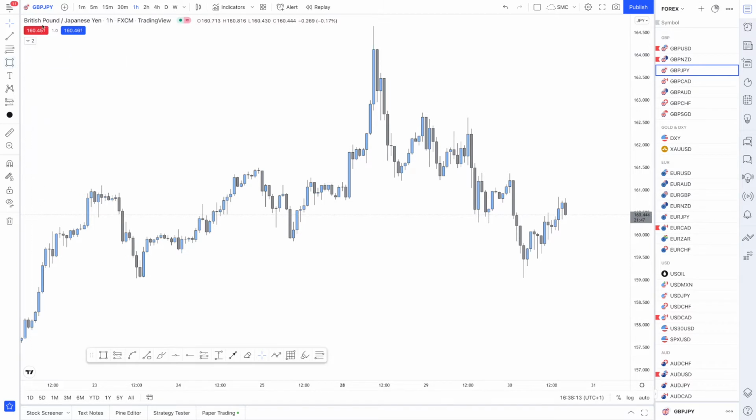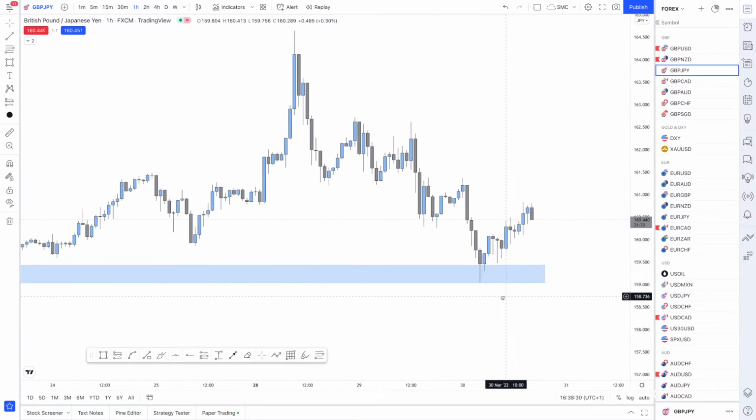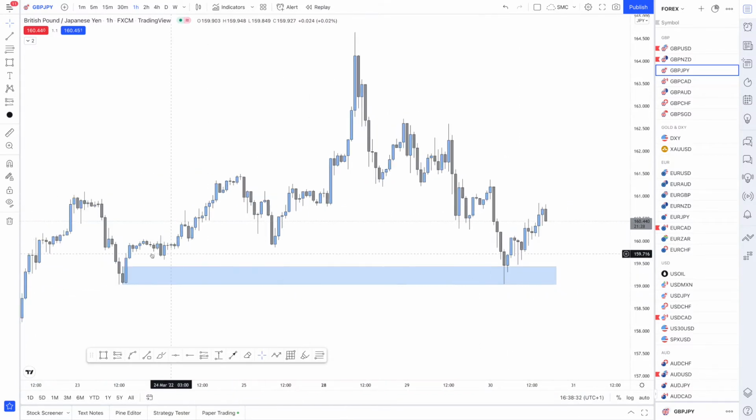So pretty much with the GBPJPY trade, I waited for a reaction at this order block here, or this level of demand. When we seen this reject here, so this rejected 30th of March around 4 o'clock. So for me that is around Asian session. We're not taking any trades there. But what we can see is the market's tapped into this order block here, right?